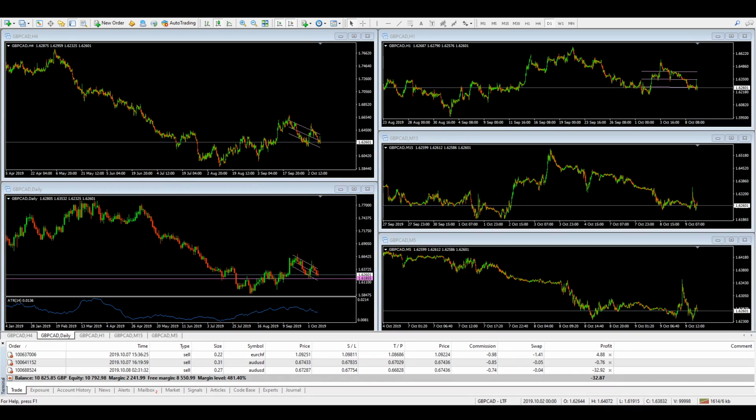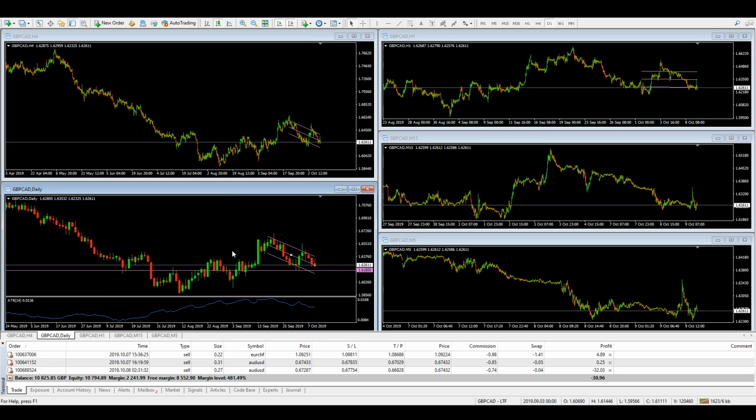So let's have a look at the next one. GBP CAD, still a bit too much limbo for me. I'd pass on this.